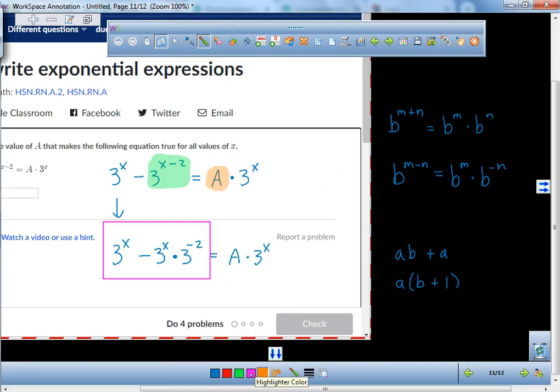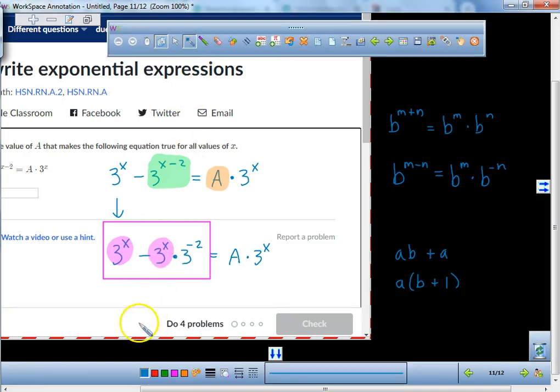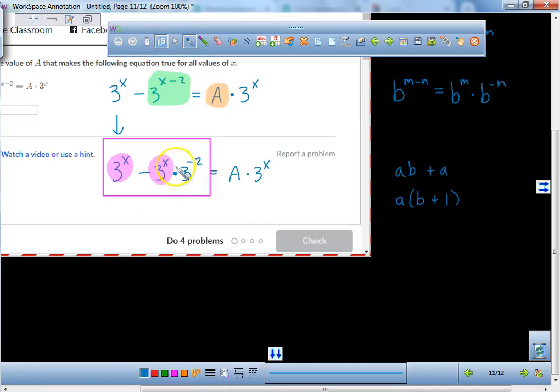And I'm going to go ahead and highlight it in magenta here. See any common factors in this? Close, not just a 3, but 3 to the power of x. Is there a 3 to the power of x right there? Yes. Is there a 3 to the power of x right there? Yes. So here's what I need you to do.